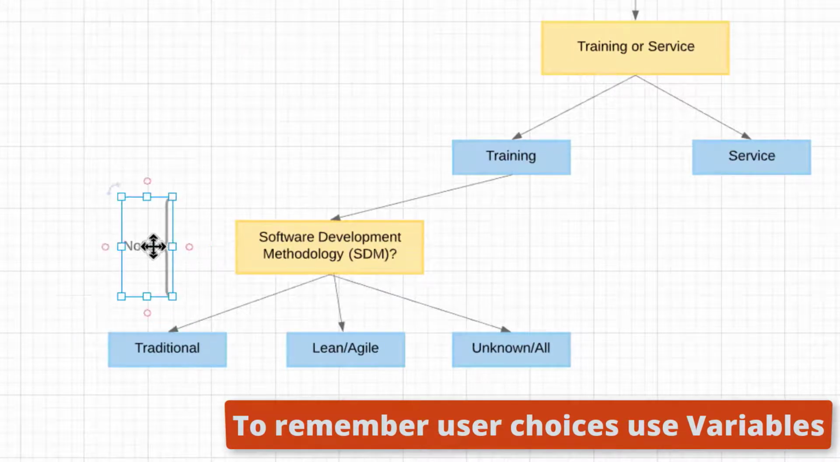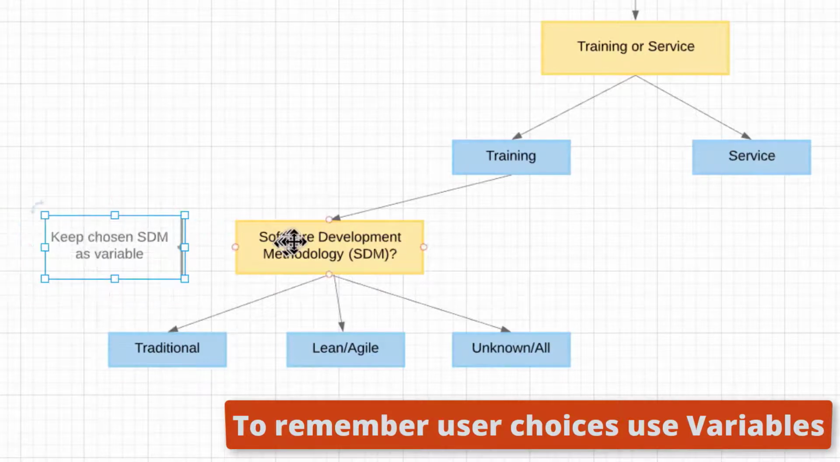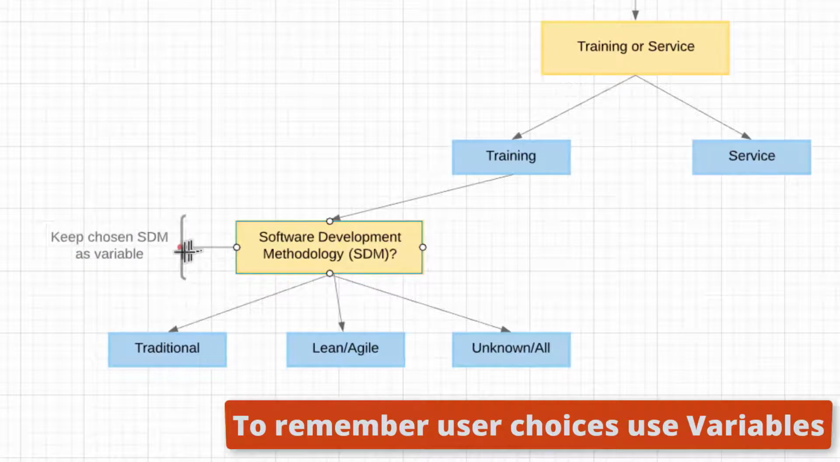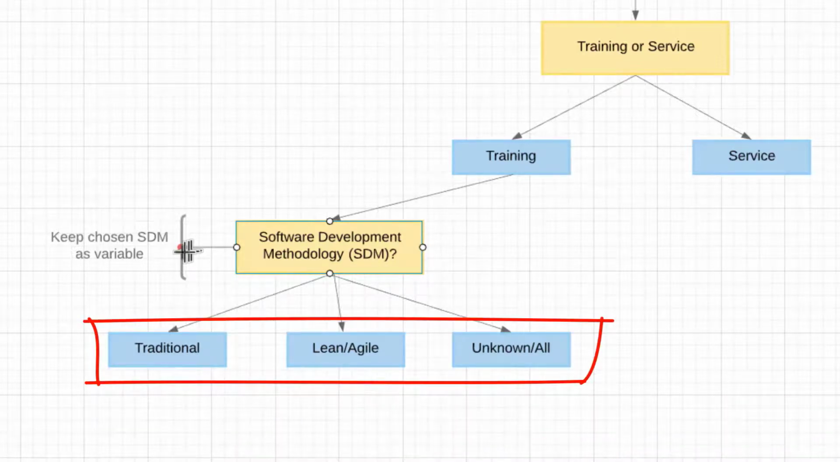If you want to remember that information for later usage, you need to put it in what's called a variable. We're going to create a variable called SDM, Software Development Methodology, and there we'll remember which choice you made so we can use that information later on in deciding what we want to offer you. That's actually an important component of the bot thinking: if you want memory, you need to actually request it. It doesn't matter at this point whether you said lean, agile, traditional, or unknown.